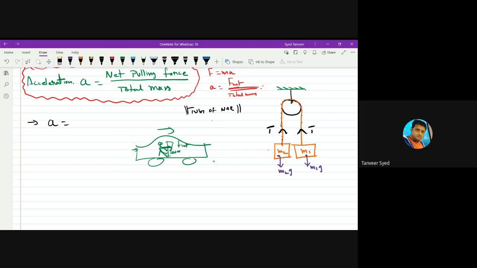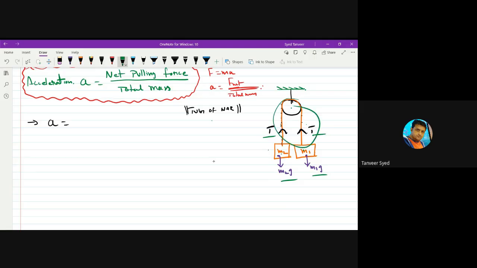So while writing net pulling force in the acceleration formula, you should first identify what forces are acting on the system, and consider only the external forces, not internal forces. Now here we have M1G, M2G, tension, tension. What are external forces and what are internal forces? What is our system first of all? Our system is this pulley, M1, M2 blocks, and the string.